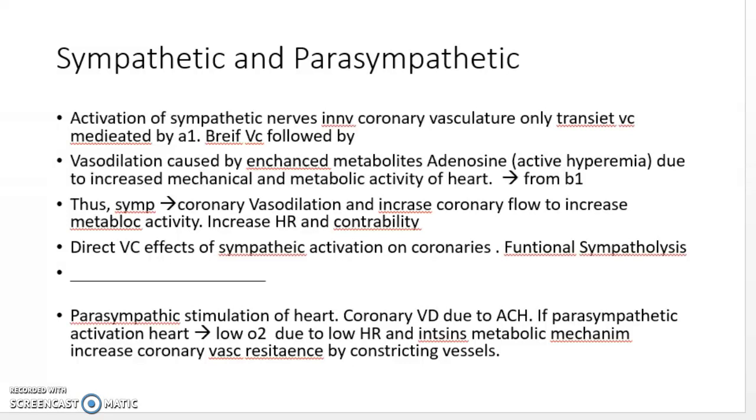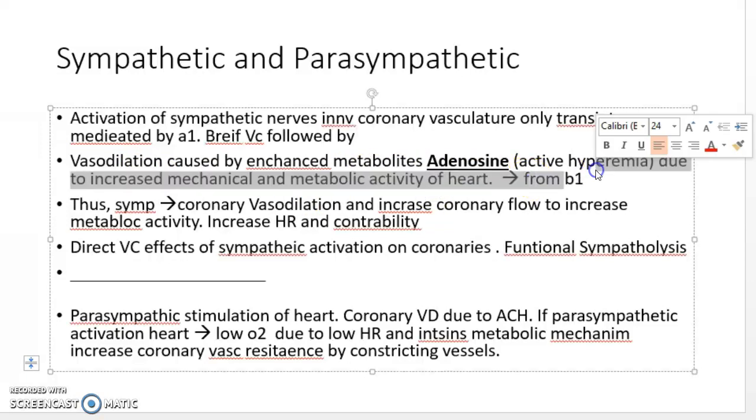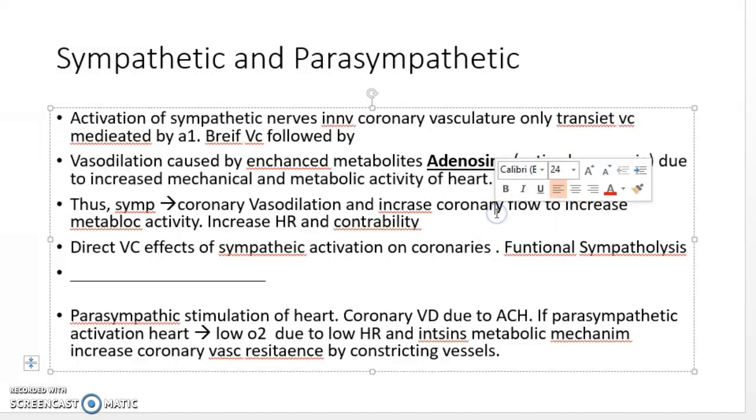Whereas the vasodilation is enhanced by metabolites such as adenosine, an active autoregulator and active regulator of hyperemia. Due to the increased metabolic and mechanical activity of the heart, regulated by our sympathetic system and adenosine, sympathetic activity can cause vasodilation and increased blood flow to match the metabolic activity, and increase heart rate and contractility.